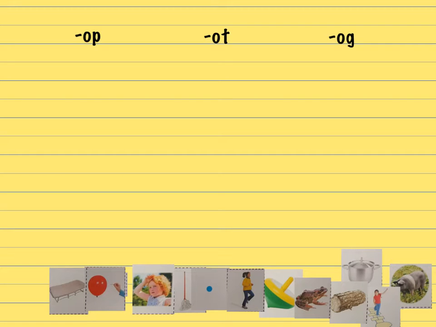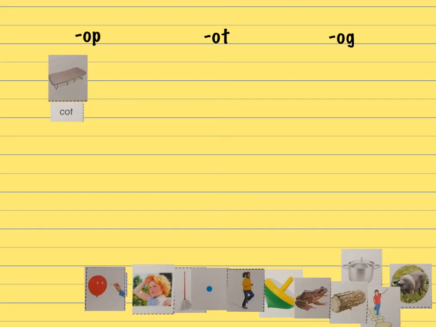In this word sort, you'll be practicing the short O sound in the middle of words. OP makes the op family, OT makes the ot family, and OG makes the og family. So checking out our pieces, the first one we have is a picture of a cot, and the word cot.